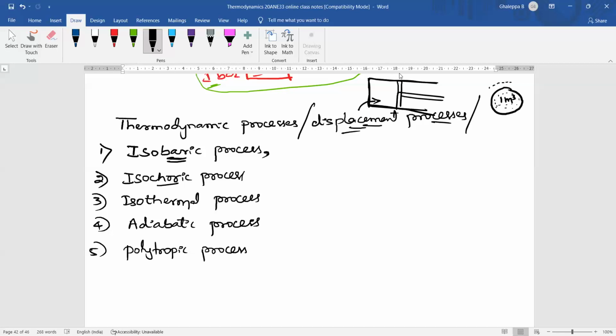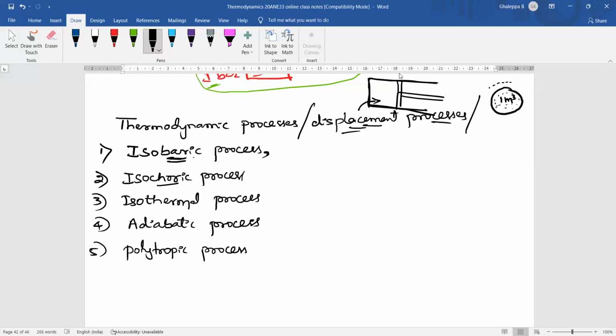So keep in mind, if the volume increases, you should say expansion. In that case, I use the word isobaric expansion. If the volume decreases, you should say isobaric compression. That is a simple word.